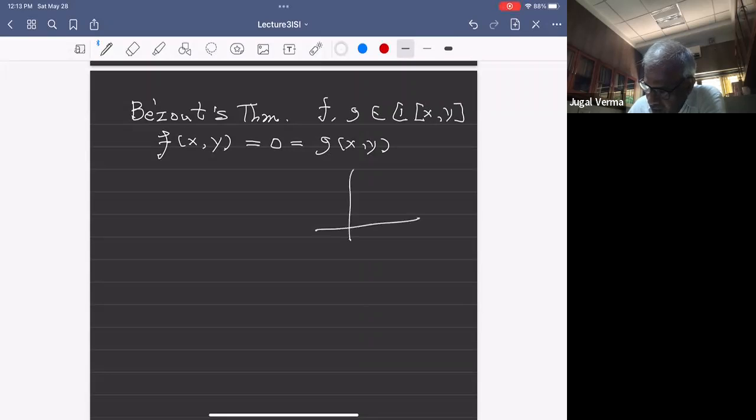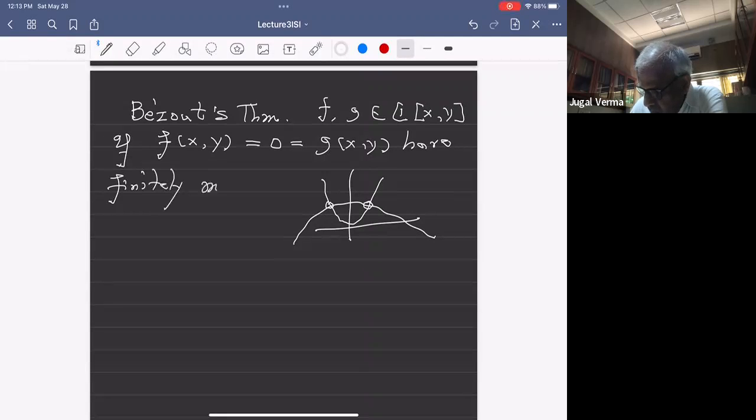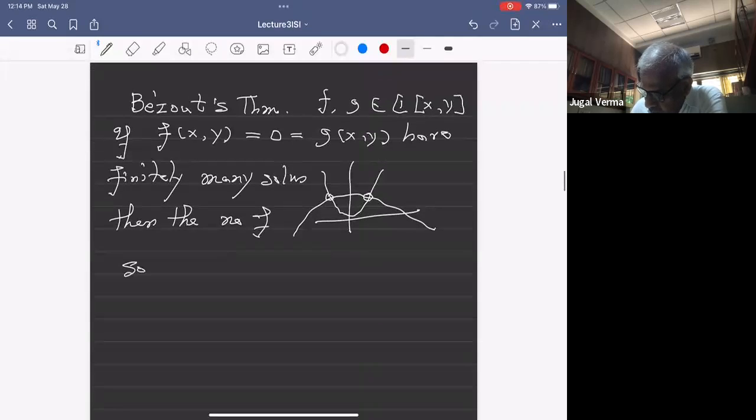So if you plot these two curves, you normally expect finitely many solutions. So if these have finitely many solutions, then the number of solutions is less than or equal to degree of F times degree of G.